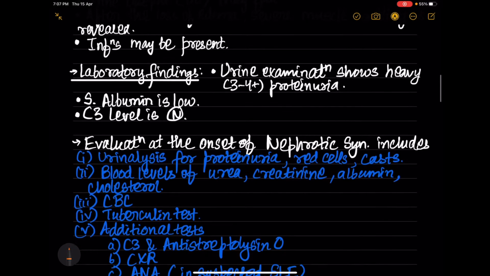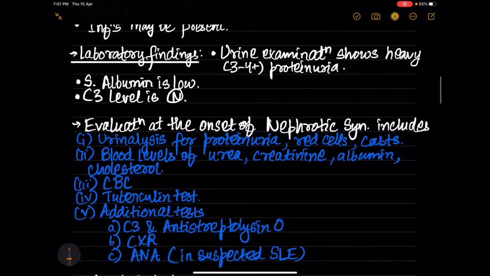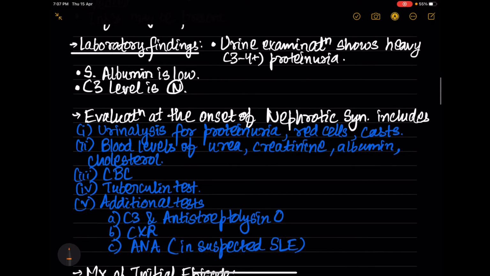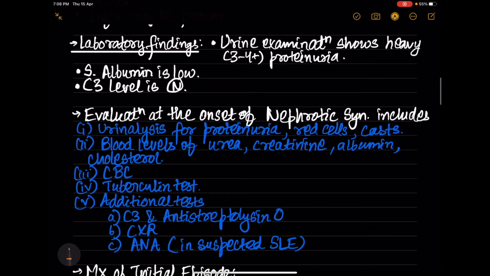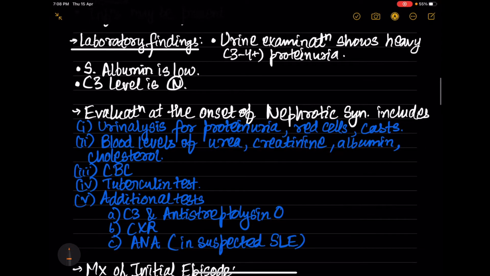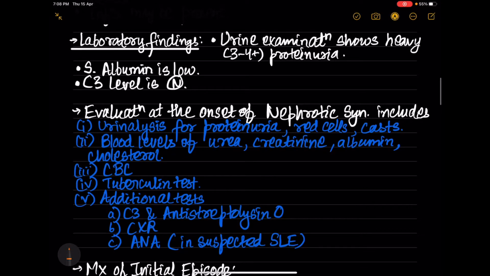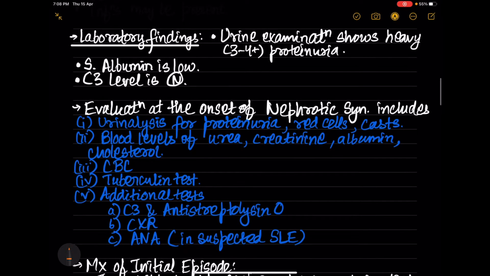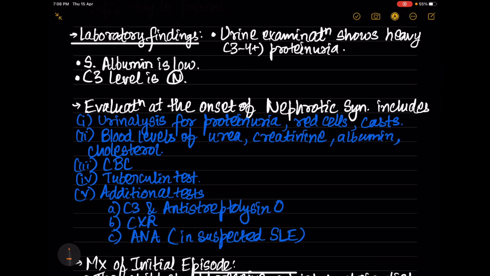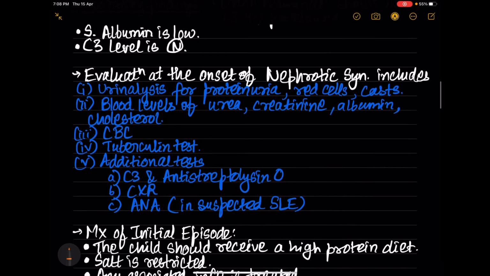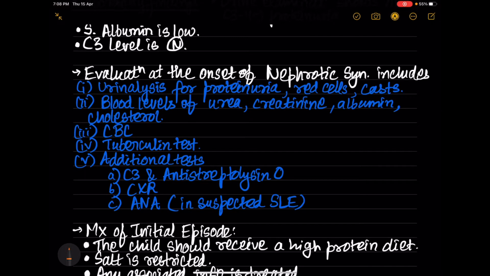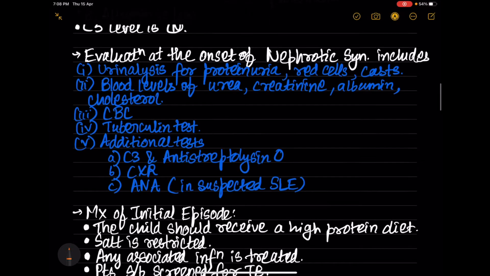Now coming to the evaluation at the onset of nephrotic syndrome. It basically includes urine analysis for proteinuria, red cells and casts. Then blood levels of urea, creatinine, albumin, cholesterol. Then complete blood count, tuberculin test. Apart from this, additional tests which we should do are C3 and anti-streptolysin O levels. Then we have to do a chest x-ray in case we are suspecting tuberculosis in the patient. Then anti-nuclear antibodies have to be looked for if we are suspecting systemic lupus erythematosus in the patient.